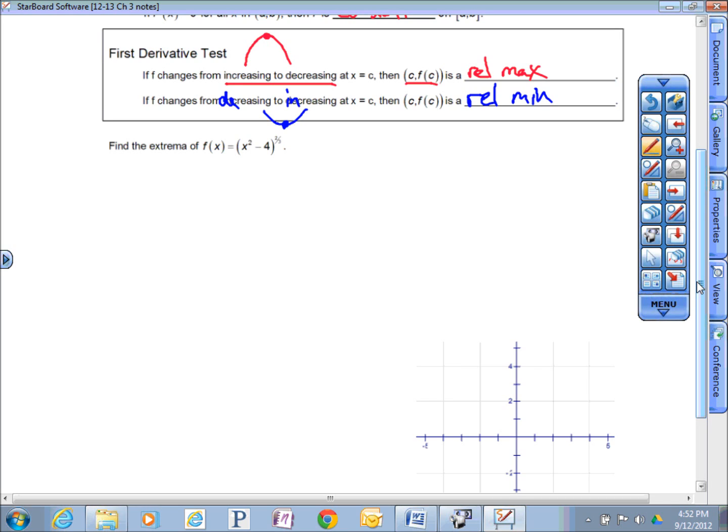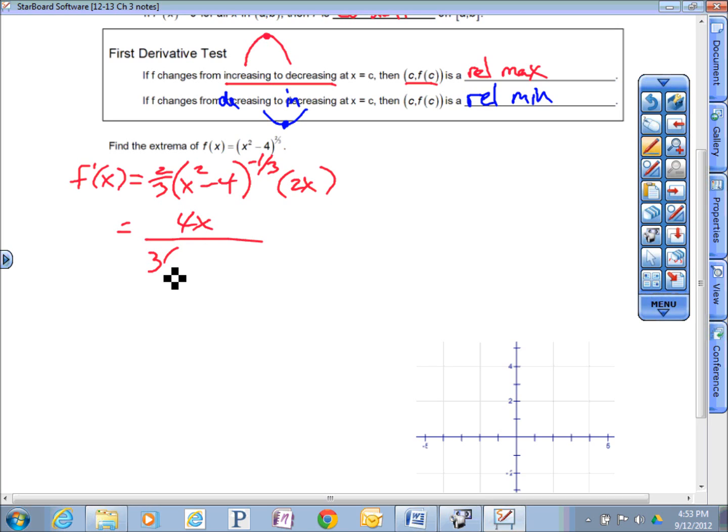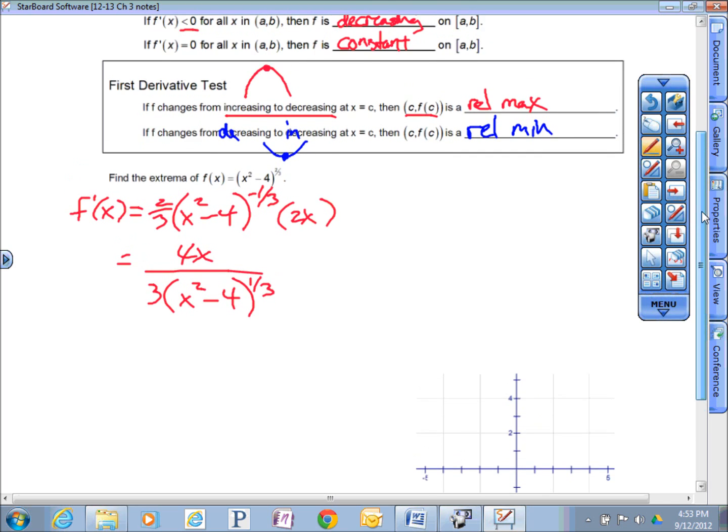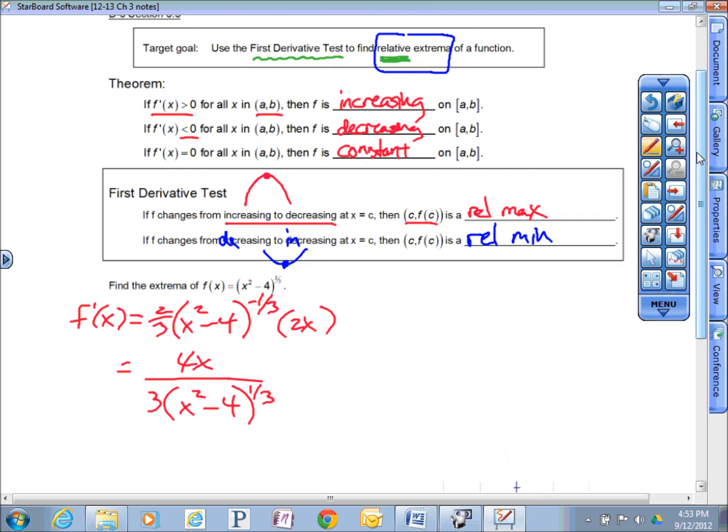So we're going to start by taking the derivative, f prime of x. So 2/3 times (x squared minus 4) to the negative 1/3, and we're doing chain rule, so then we got a 2x in here. Clean all that up. How about a 4x on the top and a 3 times (x squared minus 4) raised to the 1/3 power in the denominator. So there we've done it. Now, we are looking for the place that this function changes from increasing to decreasing, or vice versa. So that's going to happen at relative extrema. If you'll think back a couple of days, you'll recall that relative extrema have to happen at critical numbers.